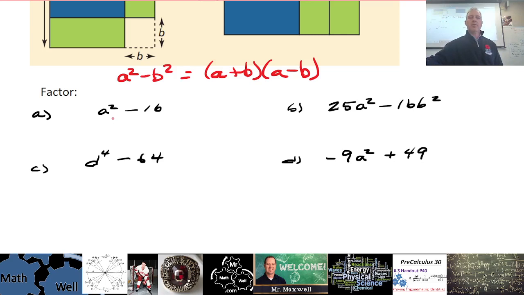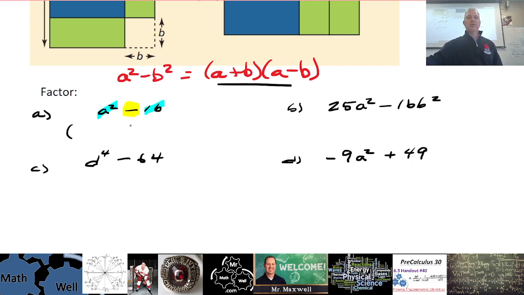Okay, let's start with the first one. A squared minus 16. You want to ask yourself, are these two numbers perfect squares? Yes. Is this a difference? Yes, it is. So this is a difference of squares. So I'm going to take this pattern right here, and I'm going to factor it.